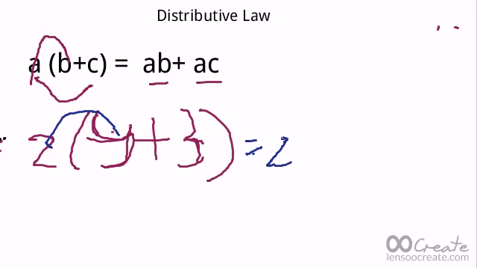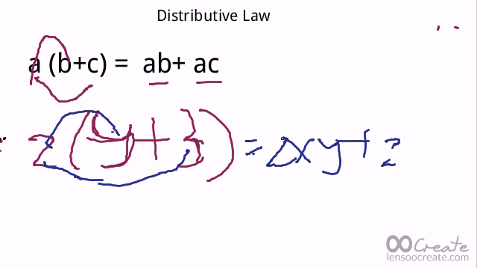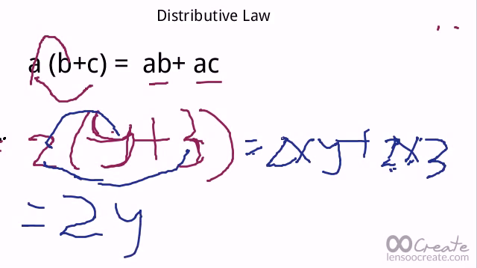So we're going to write out all of our working. 2 multiplied by y. And then we're going to take that 2 again and times it now by 3. So plus 2 multiplied by 3. Okay? And now we're just going to simplify our answer. So 2 by y will give us 2y plus 3 by 2 will give us 6. And that's it.